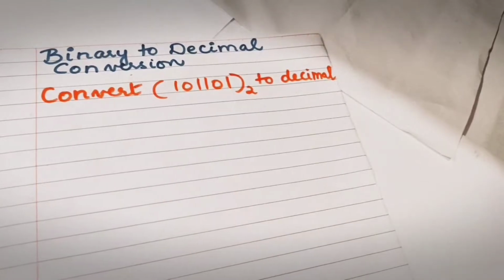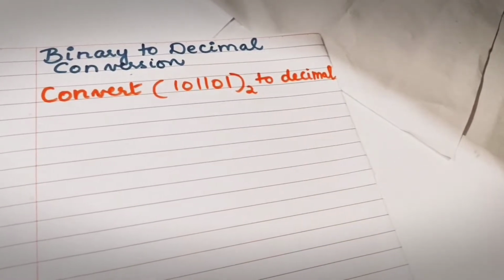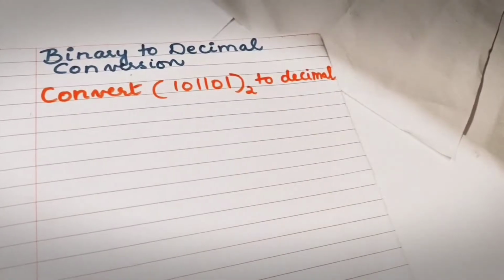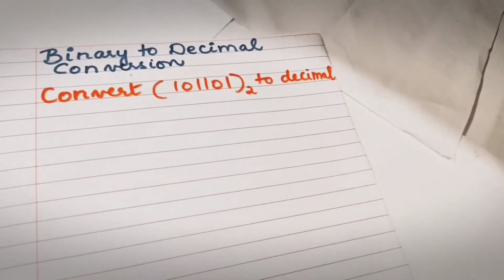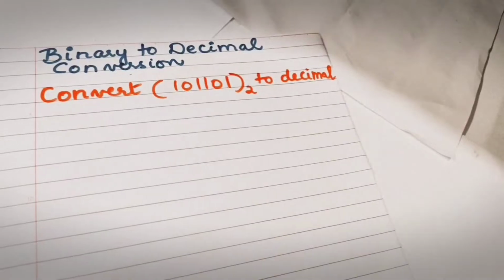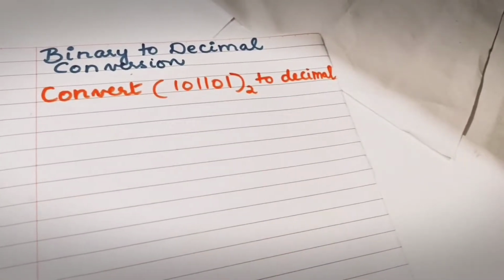Convert the binary number 101101 to its decimal equivalent. In the binary number system, the place is a power of 2. The place in the rightmost location is 2 raised to 0. The power of 2 increases as we move the place from right to left.